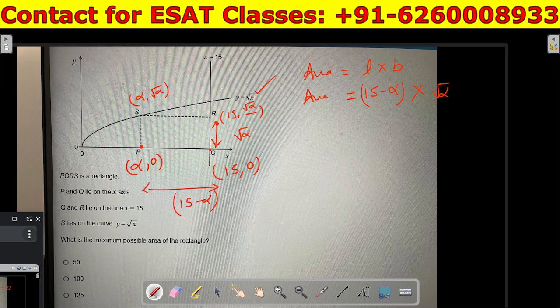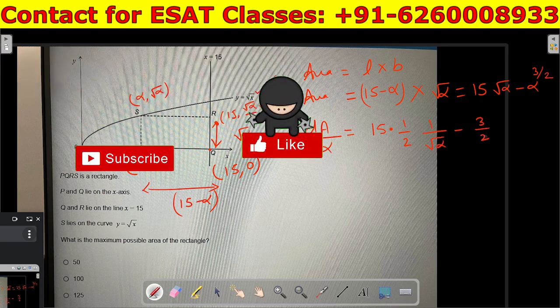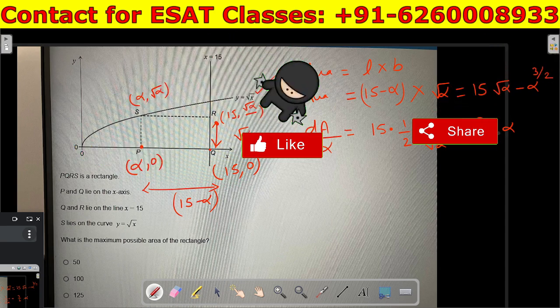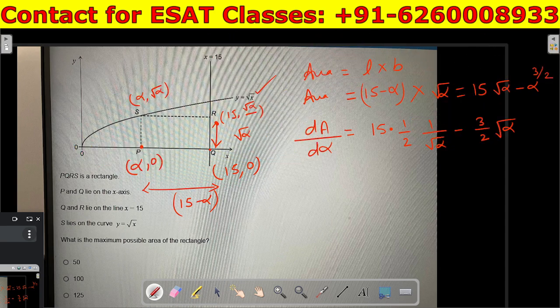And what is the variable here? Alpha is the variable. So if I differentiate my area with respect to alpha, do you know the differentiation? Okay, so first simplify this one. This will be very easy for you. So this is 15 root alpha minus alpha raised to power 3 by 2, isn't it? So now we can differentiate it very easily. So it will be 15 into 1 by 2 into 1 over root alpha minus 3 by 2 into alpha raised to power 3 by 2 minus 1, that is 1 by 2, that is root alpha. So this is dA upon d alpha.